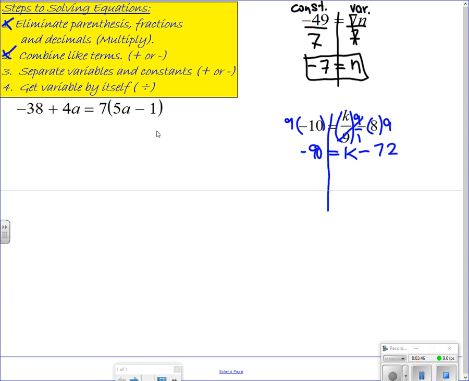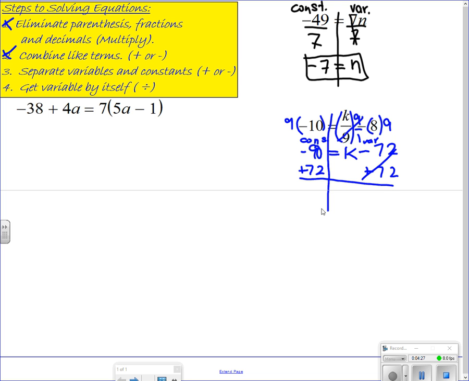Number 3, separate variables and constants. Okay, variable means the letters here. So on this side I would like to have variables and a constant on the other side. Constant means numbers only. This is a number, so it's okay. Variable means letters. He does not have a letter, get rid of it. Okay. And in step number 3, I'm only allowed to add or subtract. So the opposite of negative 72 will be add 72. And what you do to one side, you do to the other.